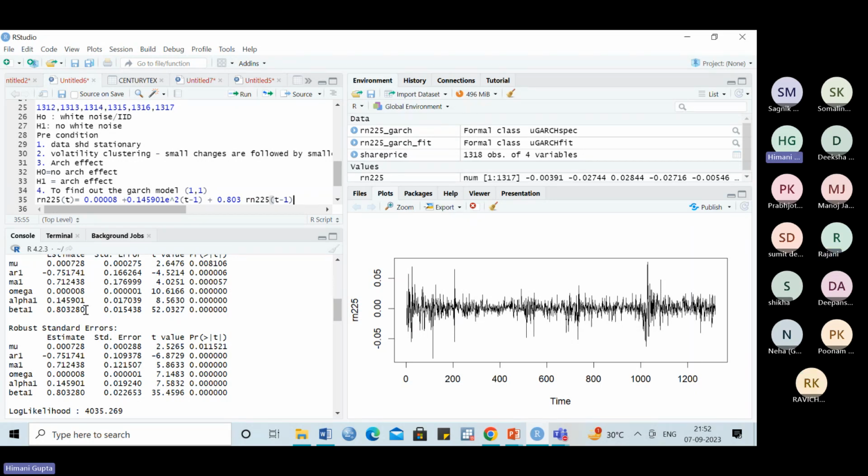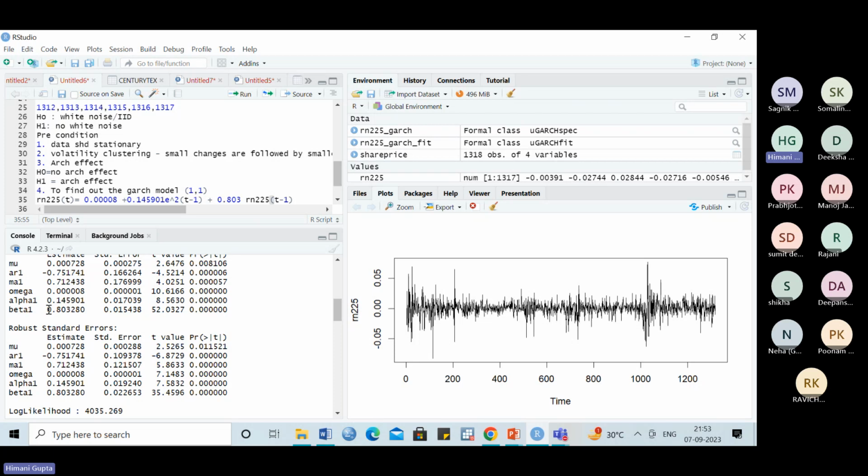Excuse me, ma'am. Yes. Can you please explain once again, ma'am, the persistence thing? See, alpha will tell you whether the news has impacted the volatility or not. If the alpha is positive, that means whatever news is there in the market has affected my variable. That is what ARCH is telling. Now beta is telling whether the persistence is for a longer duration or a shorter duration.